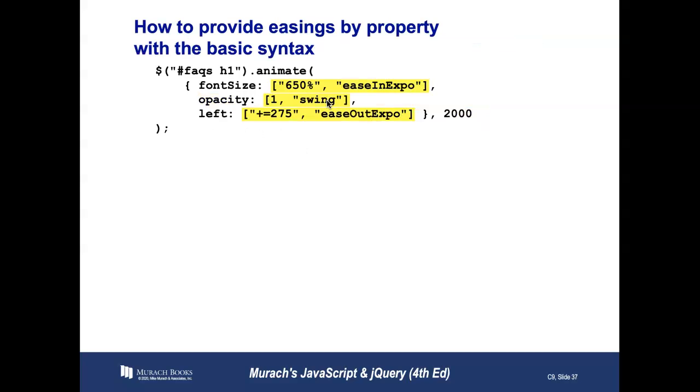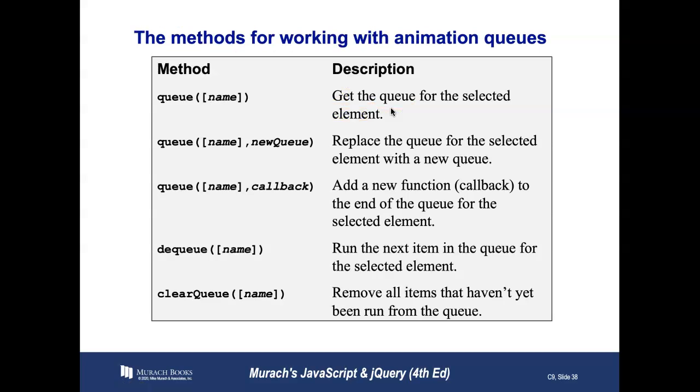This is how to provide easings by property with a basic syntax. So we've got the properties on the left, font size, boom, and what to do with it. Opacity, boom, what to do with it. Left, what to do with it. And that's the basic syntax. So it's a question of return on investment. If you want it, do it. It can bring attention to your work, but I would say definitely for the portfolio sites that hopefully you do with me, you have some calls to action that have some movement, and this is the way to do it.